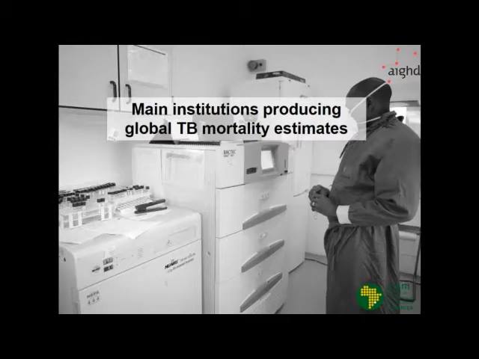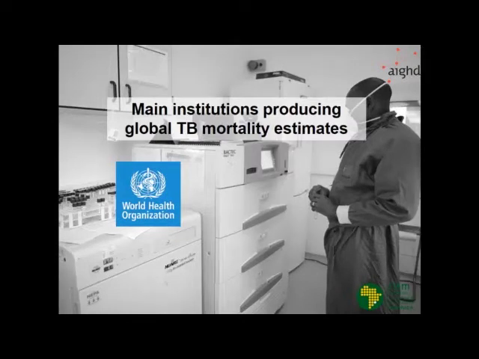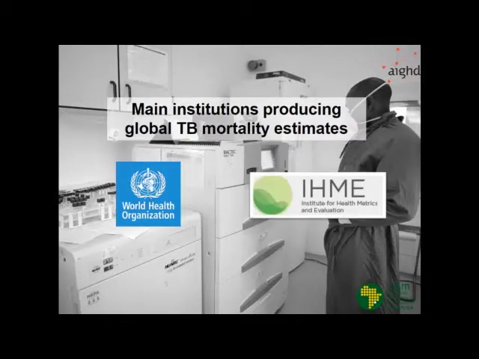So, who are the main institutions producing global TB mortality estimates? On one hand, we have the World Health Organization, which for the last 20 years has provided estimates of TB mortality in the Global Tuberculosis Report, which is released every year in October, November. They are about to release the data from 2016. And also the Institute of Health Metrics at the University of Washington in Seattle, which under a big project quantifies the burden of different diseases, risk factors, and conditions. They do this in the Global Burden of Disease Project, which is also published annually in The Lancet around September, October.